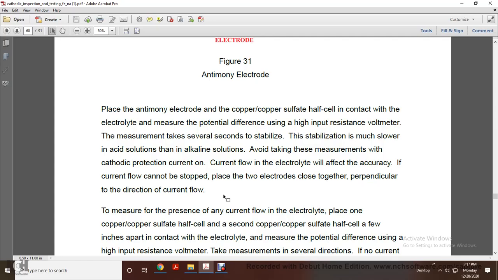Stabilization is slower in alkaline solutions than in acid solutions. Avoid taking the measurement with a cathodic direct current flowing. Current flow in the electrolyte will affect the accuracy of the measurement, so the current flow should be stopped. Place the two electrodes close together.